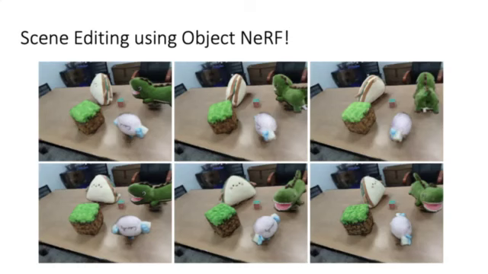Here are some results from this implementation. Also note, this implementation was adapted from the original object NeRF paper. As we can see, by transforming the crocodile toy, we are able to effectively edit the current scene, but we still lack a little bit of fidelity of the underlying scene. We plan to work on this as a future work.